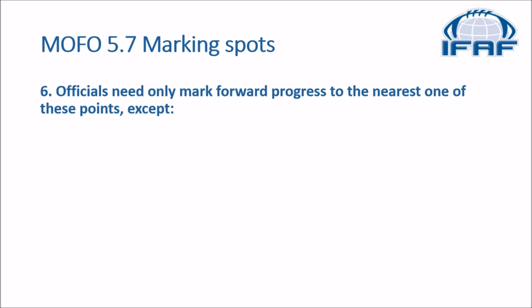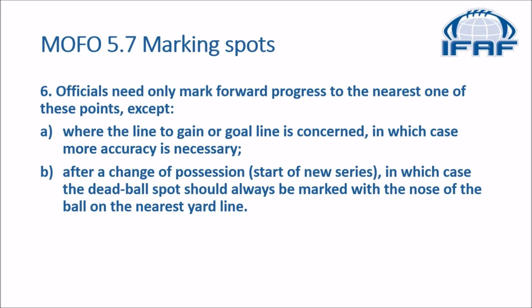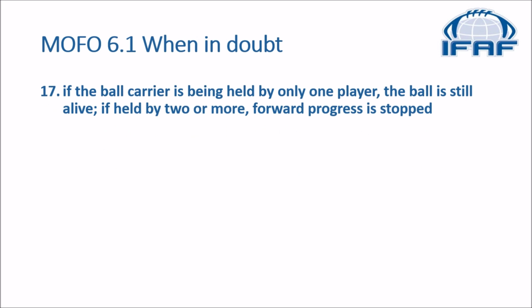And finally, officials need only mark forward progress to the nearest one of these points, except A. when the line to gain or goal line is concerned, in which case more accuracy is necessary, and B. after change of possession, a start of a new series, in which case the dead ball spot should always be marked with the nose of the ball on the nearest yard mark. And the when in doubt principles number 17 says, if the ball carrier is being held by only one player, the ball is still alive. If held by 2 or more, forward progress is stopped.